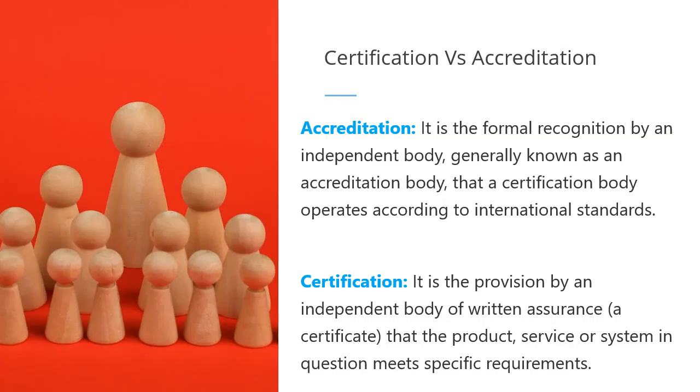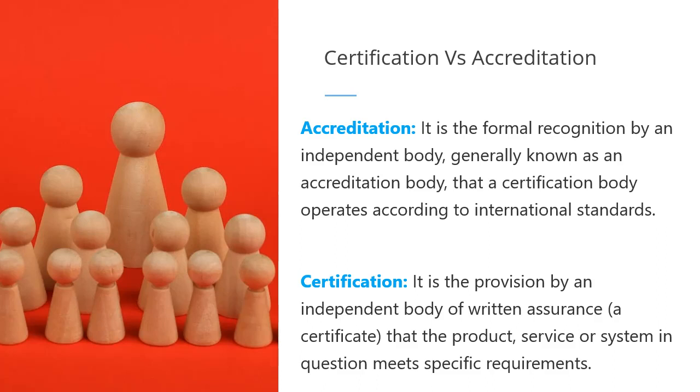Accreditation is the formal recognition by an independent body, generally known as an accreditation body, that a certification body operates according to international standards. The end user of the accreditation process is called an accredited body. Certification, on the other hand, is third-party confirmation via an audit of an organization's systems or products. The end user of the certification process is called a certified organization.